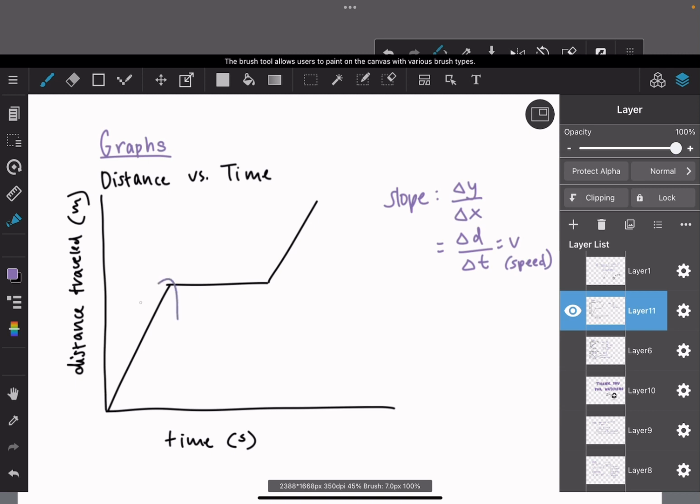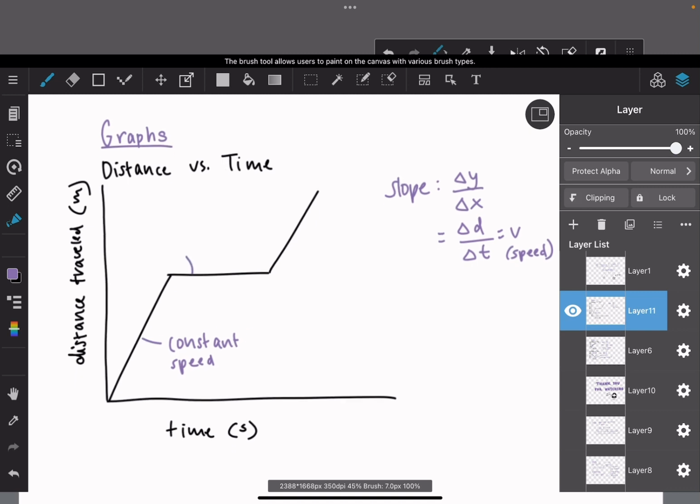Okay, now what is going on in this interval? Well, you can tell that it has a linear slope. In other words, the slope is constant. It's not changing. So you would say that the speed is constant because the speed is slope. Now what is happening in this interval? Well, it also has a linear slope. The slope is also constant, but the slope is also 0. So in this interval, you would say that the speed is 0. And this makes sense because you can see that the object is not traveling any more distance.